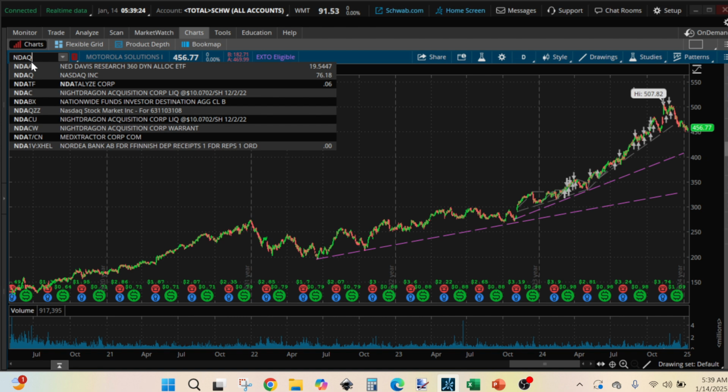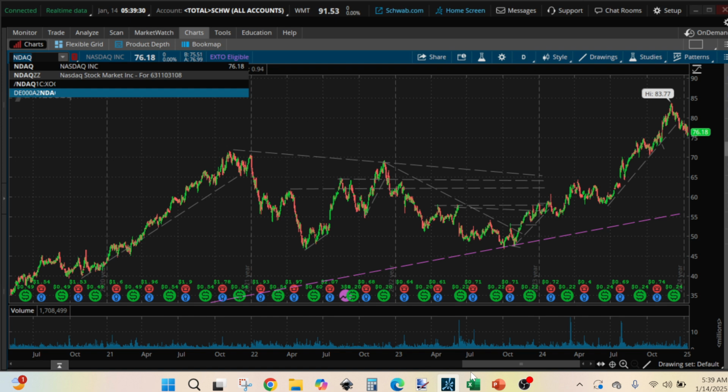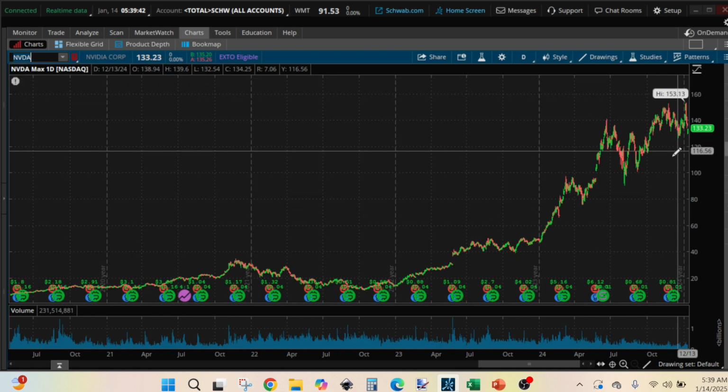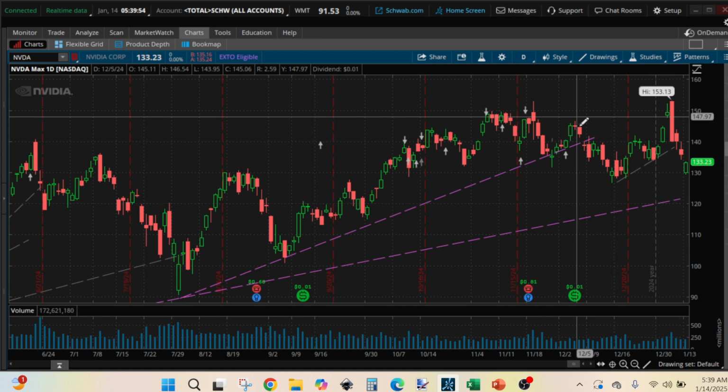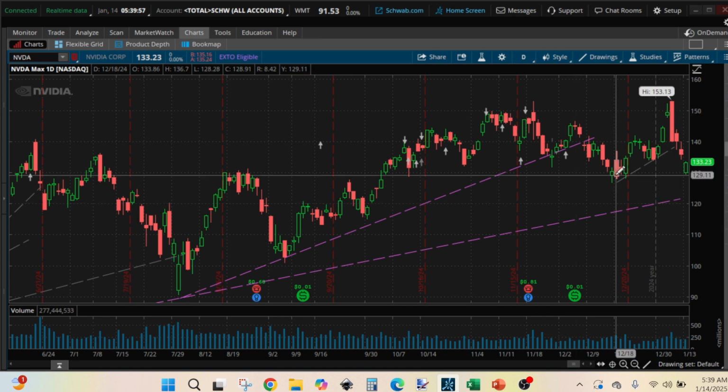The next one is NVDA. So NVDA is going to this line. We purchased it somewhere here at this line, and then it pulled back on us, went up, pulled back, went up, reached a new high, pulled back. So pretty much it could be going to this line.